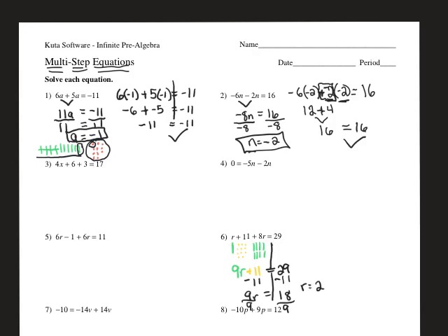I go back to my original statement, and I say r plus 11 plus 8 times r is equal to 29. 2 plus 11 is 13, plus 8 times 2 is 16. 13 plus 16 is 29, and 29 is equal to 29.